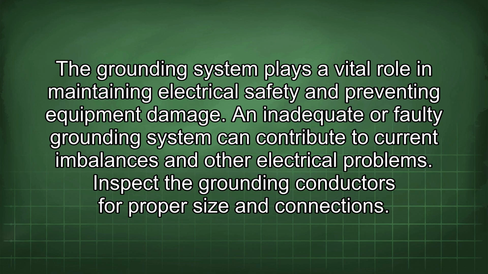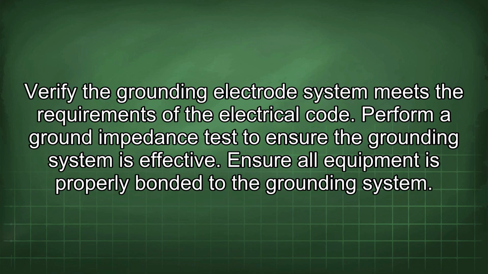The grounding system plays a vital role in maintaining electrical safety and preventing equipment damage. An inadequate or faulty grounding system can contribute to current imbalances and other electrical problems. Inspect the grounding conductors for proper size and connections. Verify the grounding electrode system meets the requirements of the electrical code. Perform a ground impedance test to ensure the grounding system is effective. Ensure all equipment is properly bonded to the grounding system.